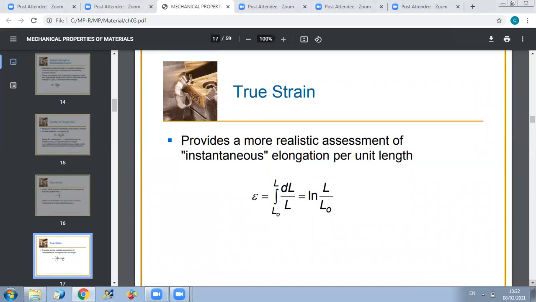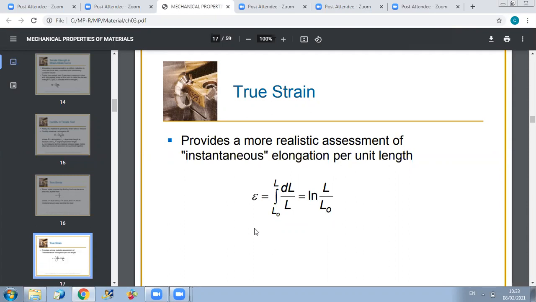You know that the engineering strain is L minus L0 over L0, so it's always referring back to the initial length. But if we want to be accurate, at each instant, we should refer to the current length. This is why, to define the true strain, the total deformation delta L is divided into small parts dl, and each dl is divided by the corresponding length of the specimen. So to find the true strain, we integrate from L0 to L of dl over L, and the true strain is given by ln of L over L0.